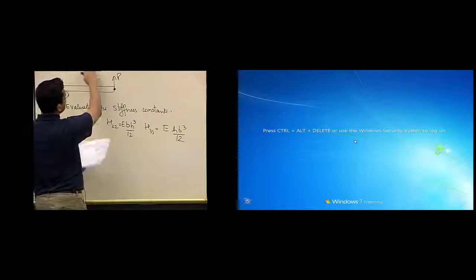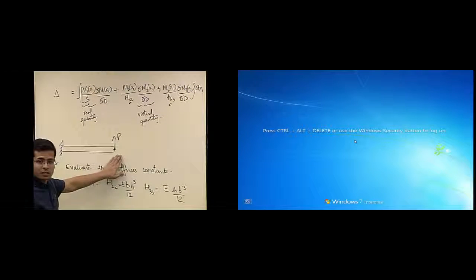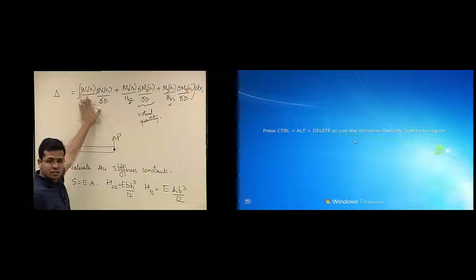Now we need to evaluate these real quantities and the virtual quantities, right? So the real quantities can be evaluated by what the externally applied loads are. P is the externally applied load. Based on that, I can evaluate my N1 x1, M2 x1, M3 x1. So this is not an axial problem, so this term will go away because these are the contribution of axial forces only. And then if my coordinate frame is I1 and I2, then I have moments about I3. So this term will also go away because this is moments about I2, and then I'm left with this term, right? So I have delta is equal to integration M3 over H33 times delta M3 over delta D.